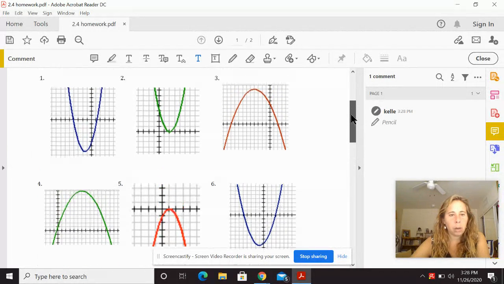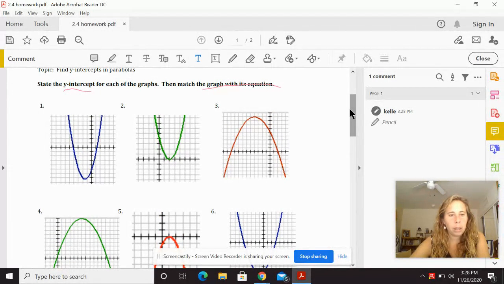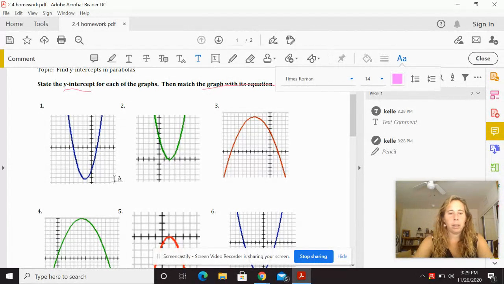Okay, so number 1, let's just start with finding the y-intercept. Your y-intercept is where your graph crosses the y-axis. So this is the y-axis. Where does my graph cross the y-axis? Well, let's see, -1, -2, -5. So the y-intercept for this one would be x is 0, y is -5.